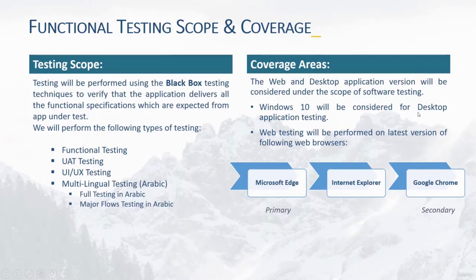After that, you need to specify your functional testing scope and coverage. Here you will be specifying that we will be performing black box testing, and in the black box testing technique we need to verify that the application delivers the functionality specification which is expected under the test. And this is our strategy.